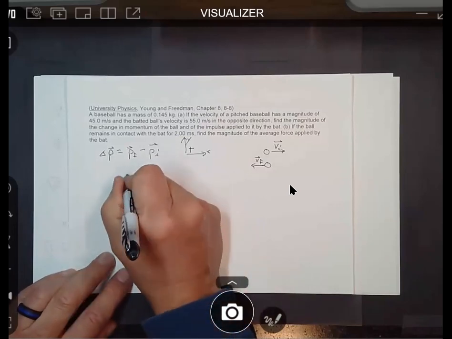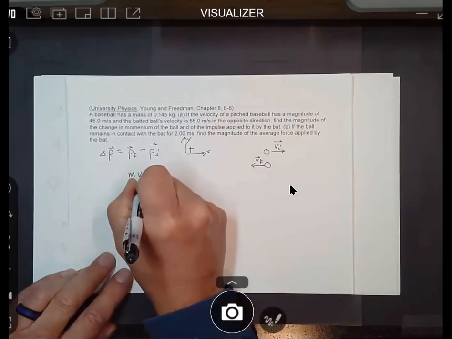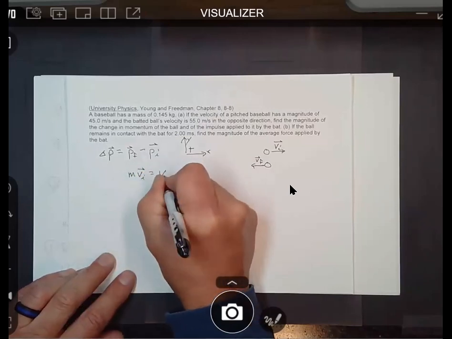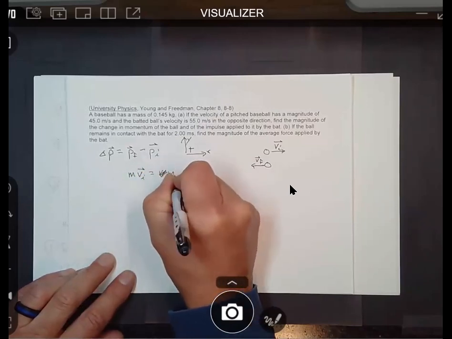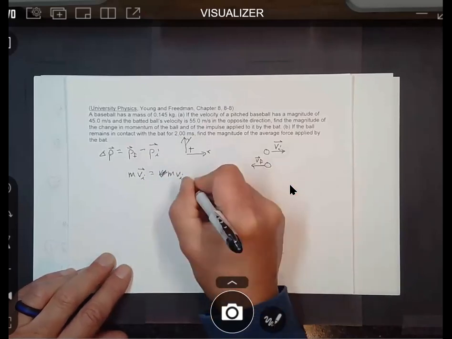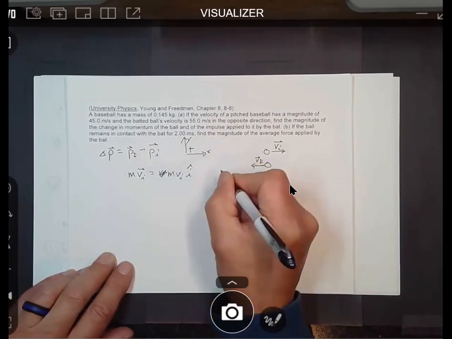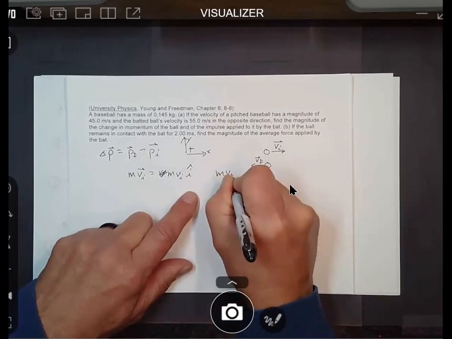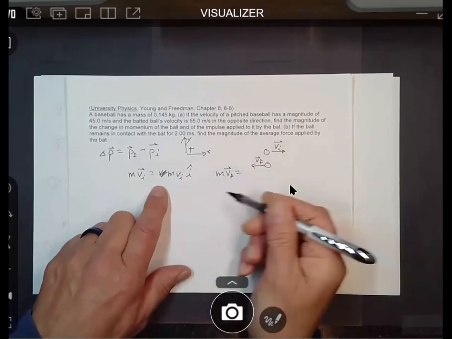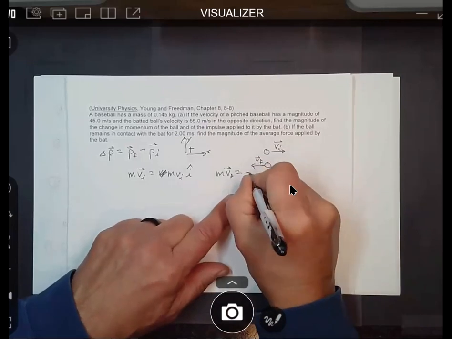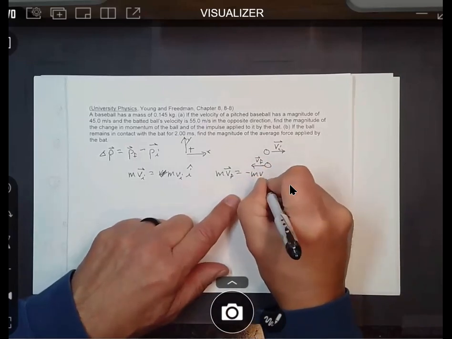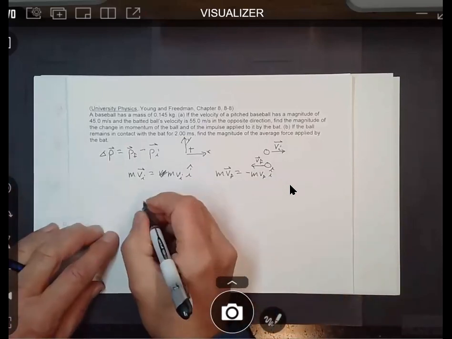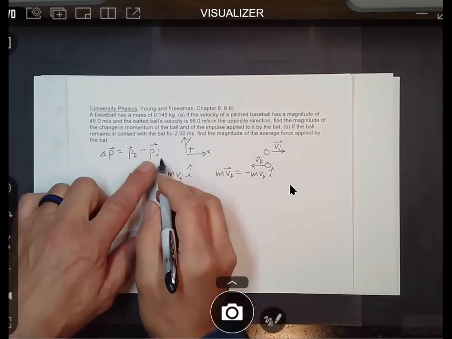Well, mv initial in this case, we can put numbers on it, but it'll just be whatever the magnitude of it happens to be, mv initial in the i hat direction. Okay. mv final is going to be in the minus i hat direction. So minus mv final in the i hat direction. And delta p is p final minus p initial.